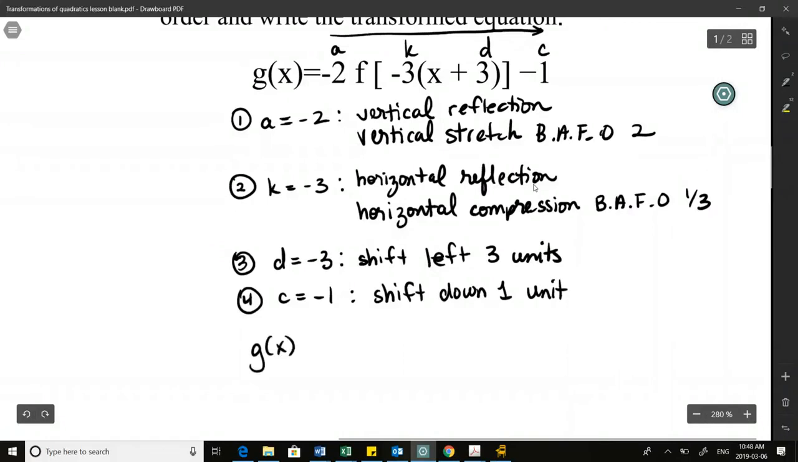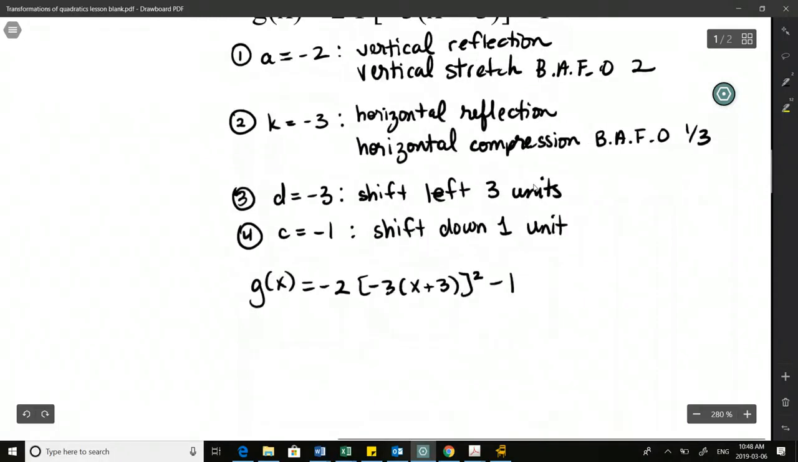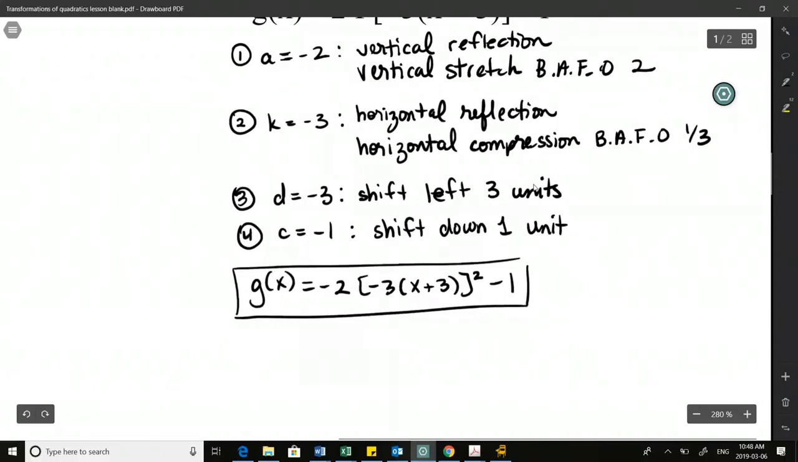So the final transformed equation for this one is just a squared on top of all of that. So the k and the d are inside being squared, and the a and the c are on the outside. So that's the final transformed equation there. Okay, and it will change, of course, based on what the parent function is. Here it tells us our parent function is x squared.